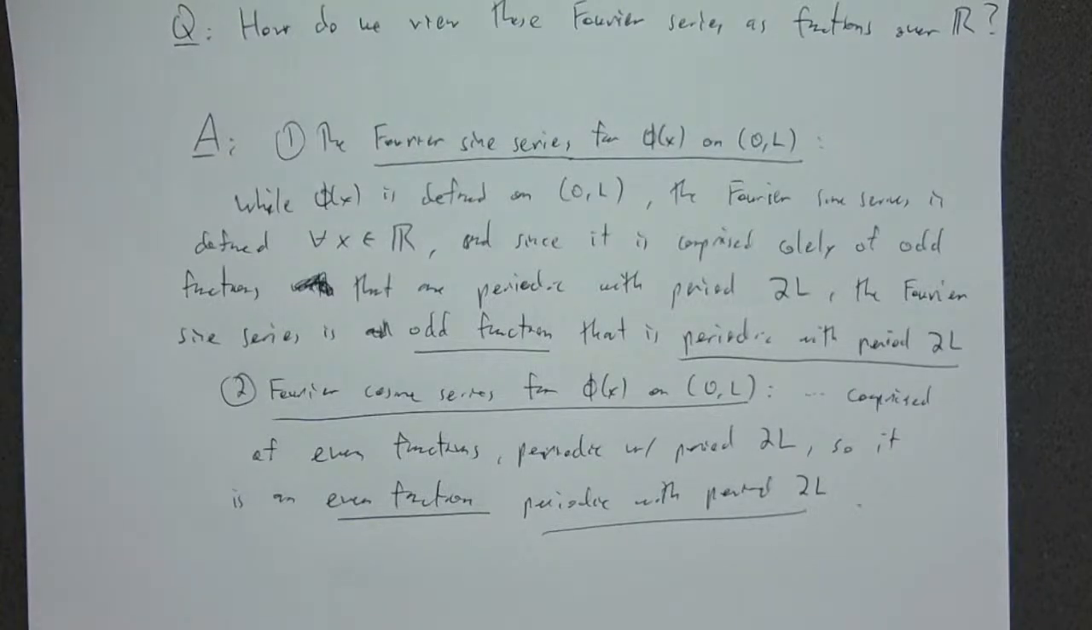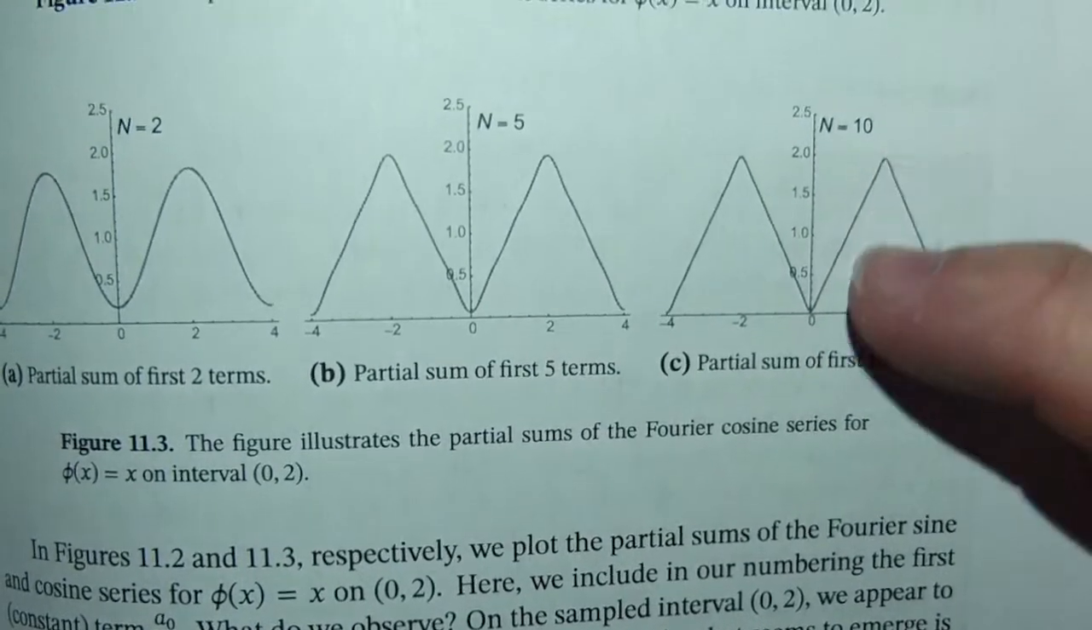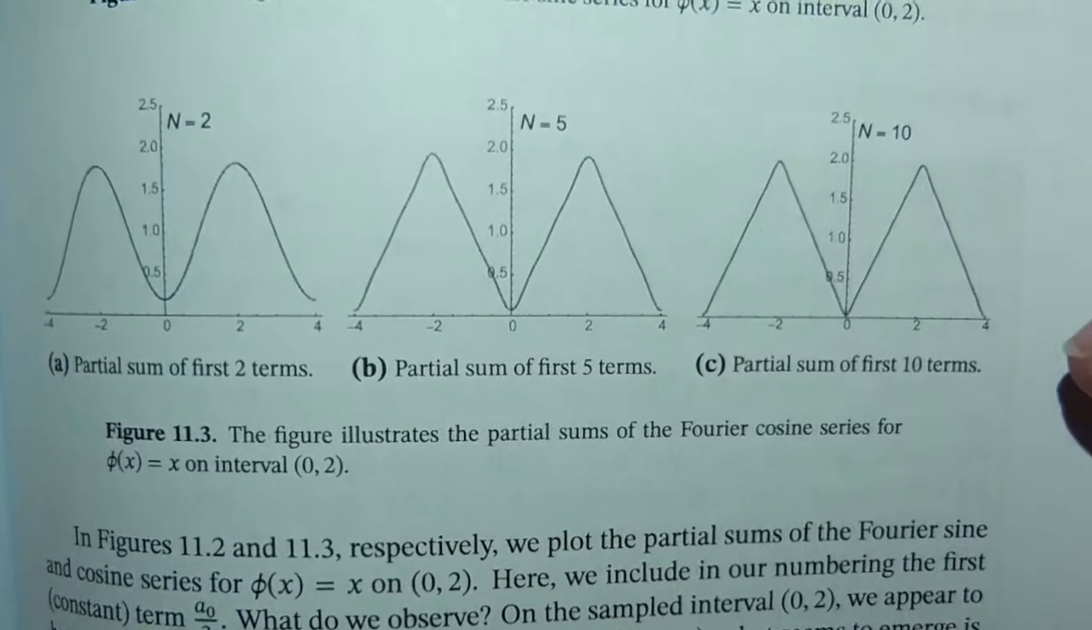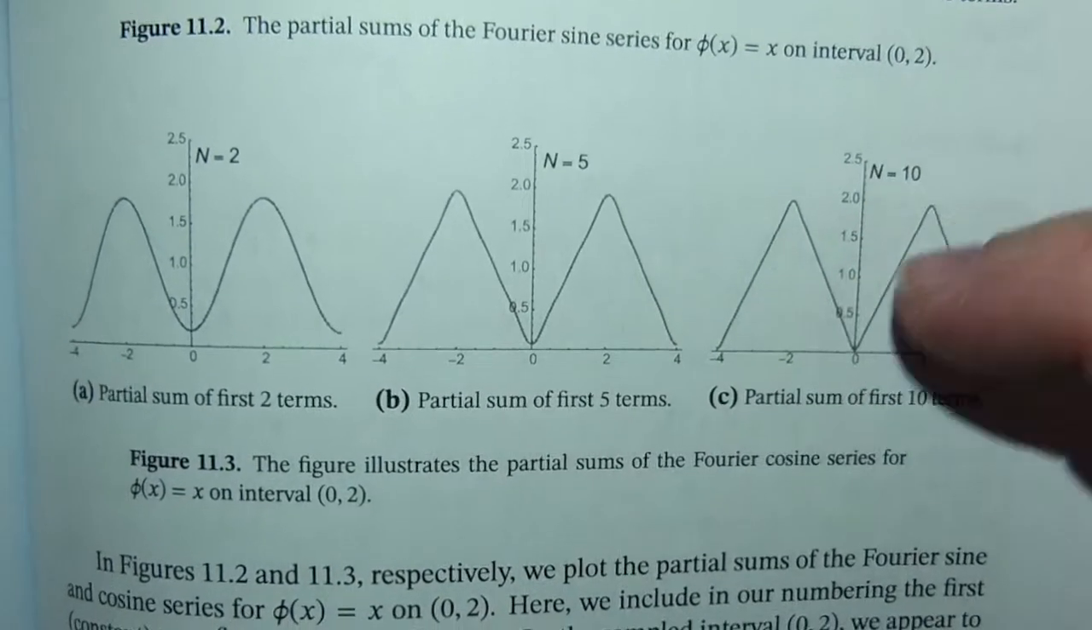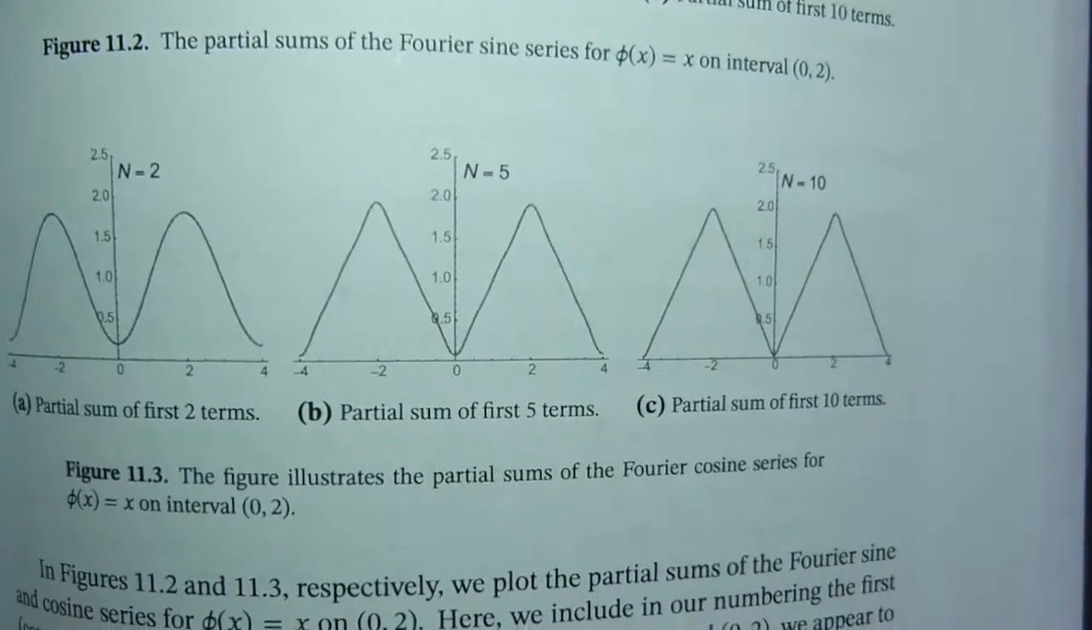And so this thing that it does, let's go back here. What happened is that the Fourier cosine series took this piece from 0 to 2, did its even extension from minus 2 to 0. Right, if you figured that out now. It did its even extension here, and then copied that piece over and over again.